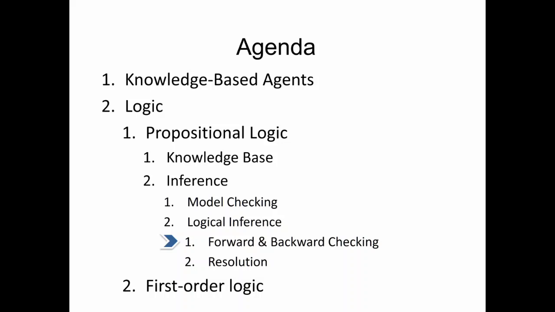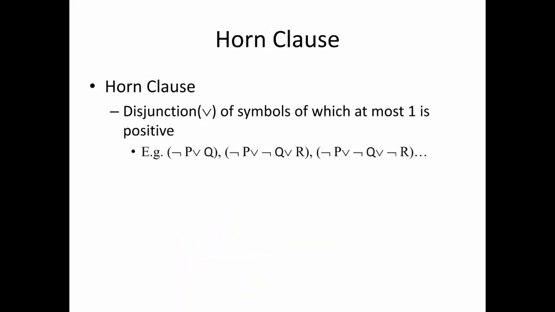The first thing we're going to look at is forward and backward chaining, which makes use of implications. Before we can study forward and backward chaining, we first need to learn something called a Horn clause. A Horn clause is a disjunction of symbols with at most one positive. In the first example, we have one positive here. Second example, we have one positive. Third, we have no positive.